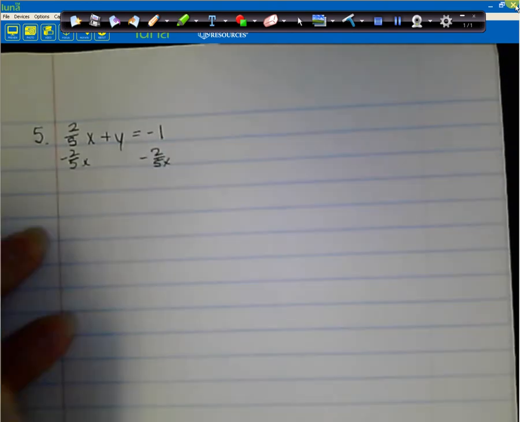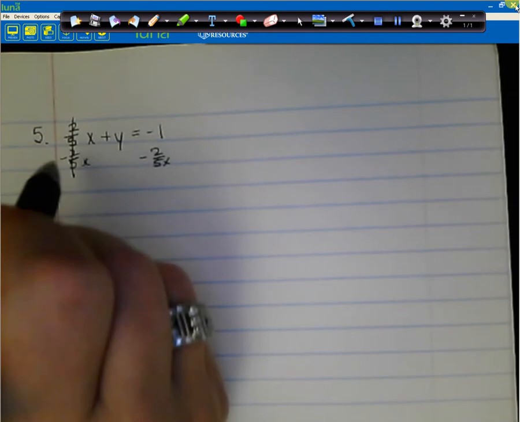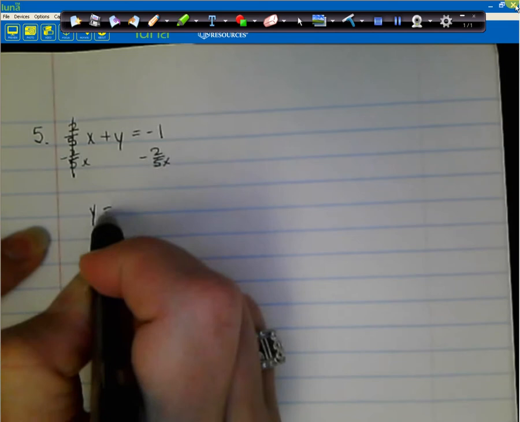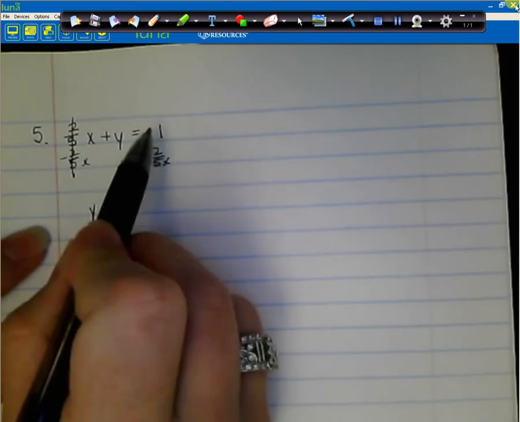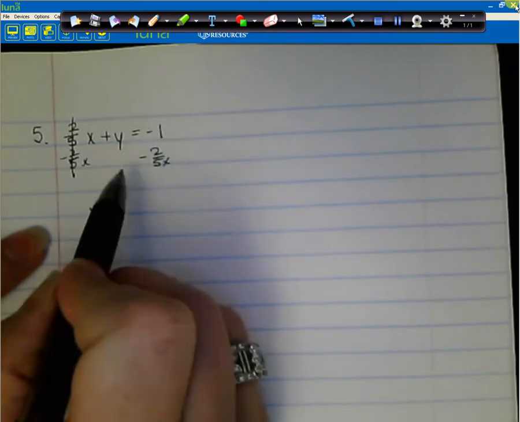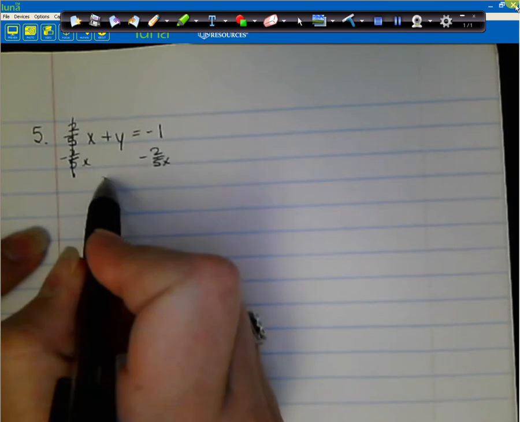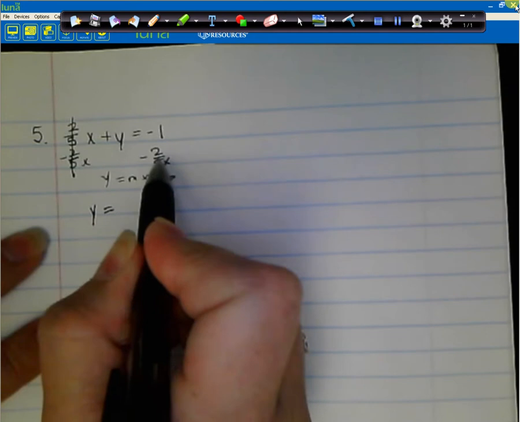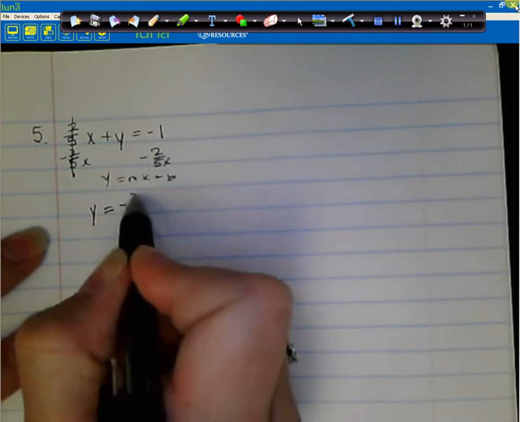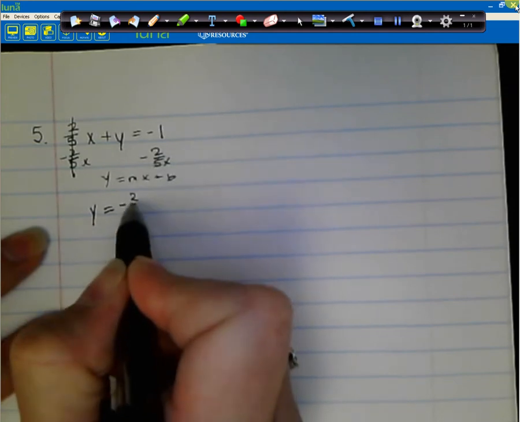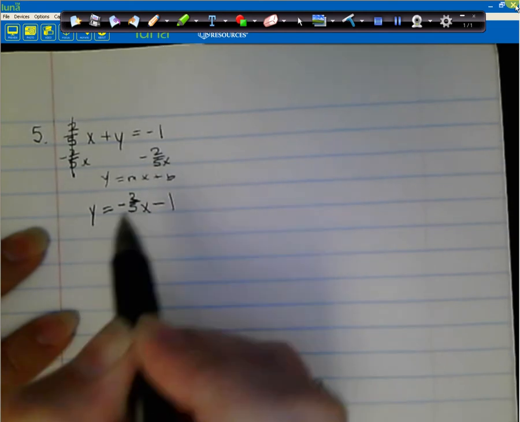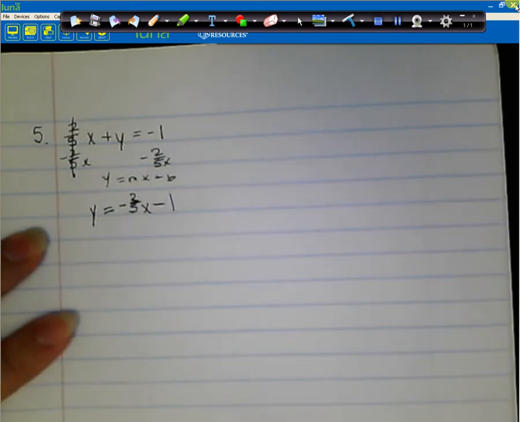Okay, these two cancel here, and we're left with, on this side of the problem, y equals, and over here I have my negative 2/5 x and my negative 1. They do not combine because they are not like terms, and because I want to write this in y equals mx plus b, I'm going to put my negative 2/5 x first. Negative 2/5 x minus 1. I could have also written that as negative 2/5 x plus a negative 1.